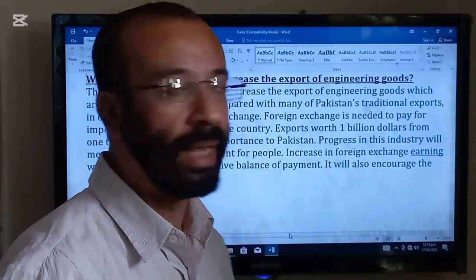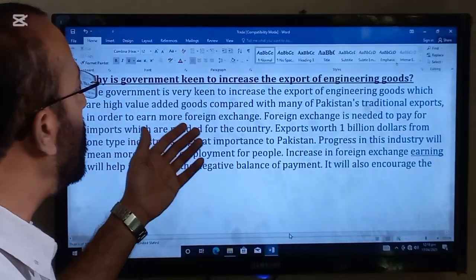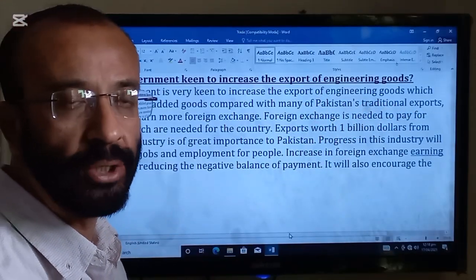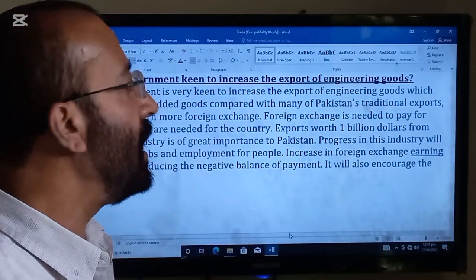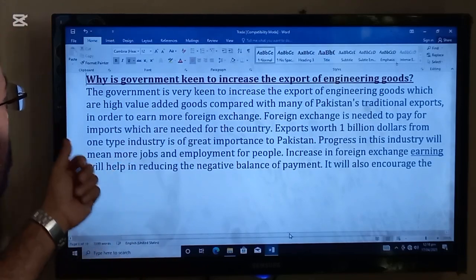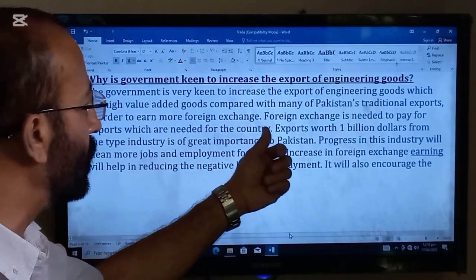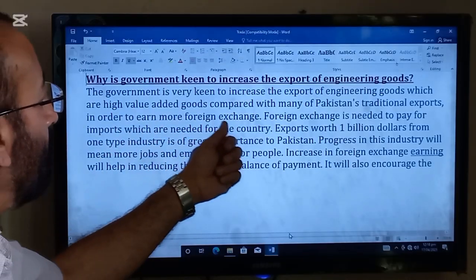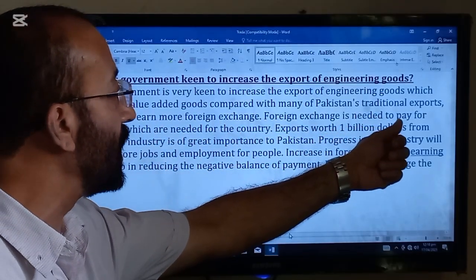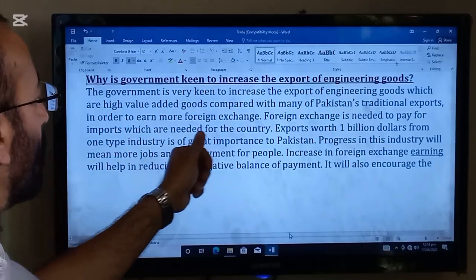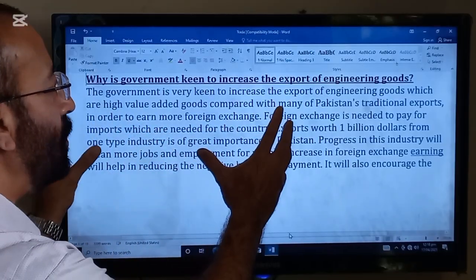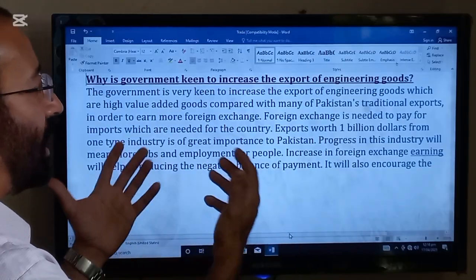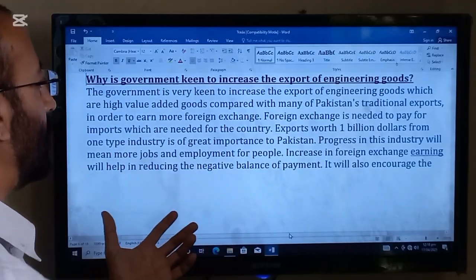The next point in the lecture is why the government is keen to increase the export of engineering goods. The government is very keen to increase the export of engineering goods, which are high value added goods compared with many of Pakistan's traditional exports, in order to earn more foreign exchange. So these are high value added goods, and more foreign exchange can be earned by exporting them.